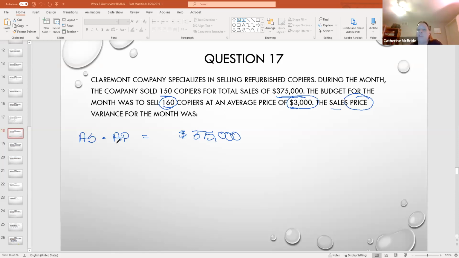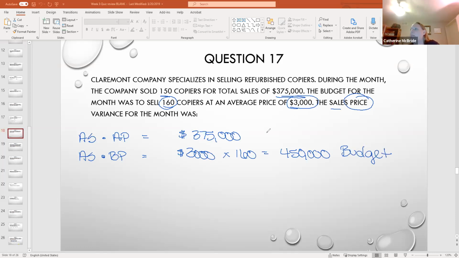To figure out the budget, we're going to take our actual sales times the budgeted price. So we have $3,000 each times 160 copiers is 450,000. So now this is budget and this is actual, because we've isolated the price.